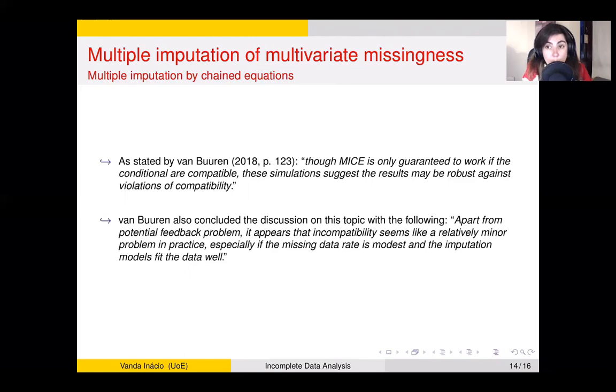So there is still some hope that even if our models are not compatible, this will not be a disaster for our results. And I will not cover or illustrate it, but there are at least a couple of packages that use mice ideas and try to correct for this compatibility problem that might arise, but it starts getting too technical and is out of our scope here.